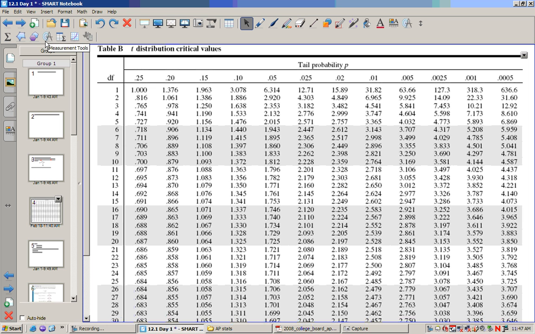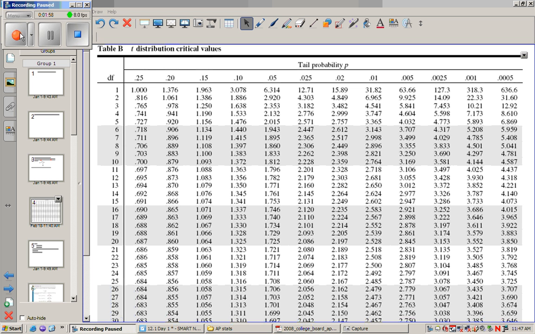All right, here is the t distribution table. If you take a look at this, it's the same one that we use with confidence intervals. It's just we're going to be concentrating on the top part rather than the lower part.